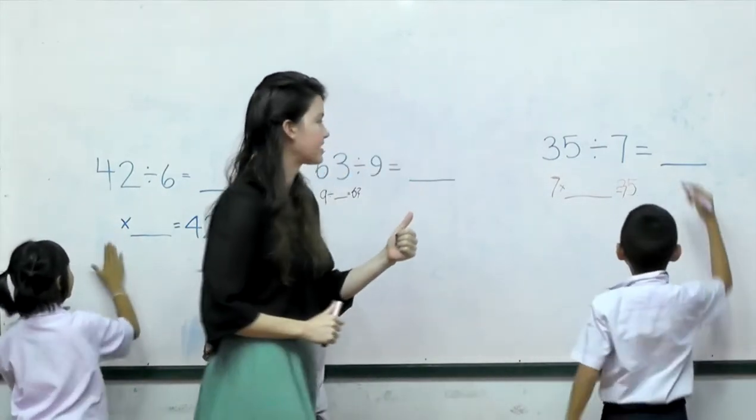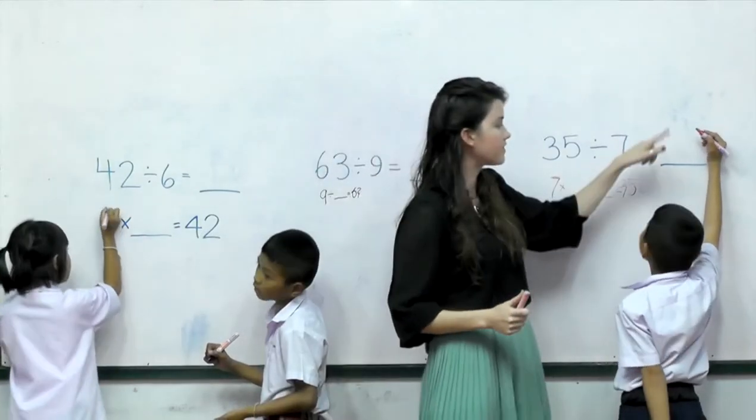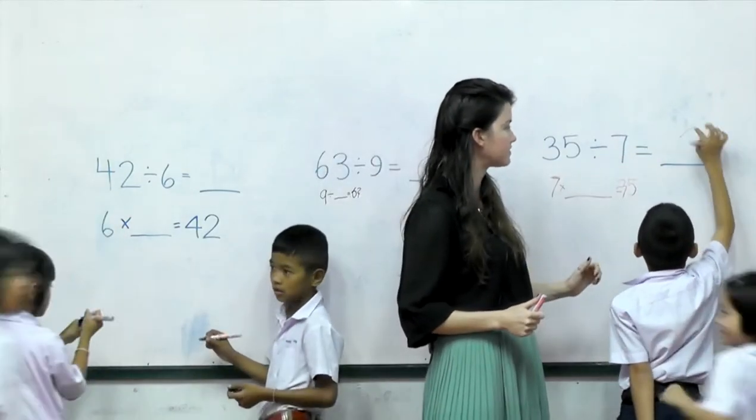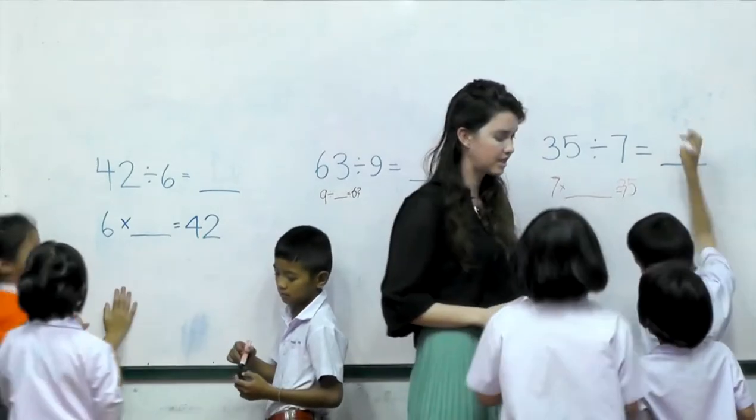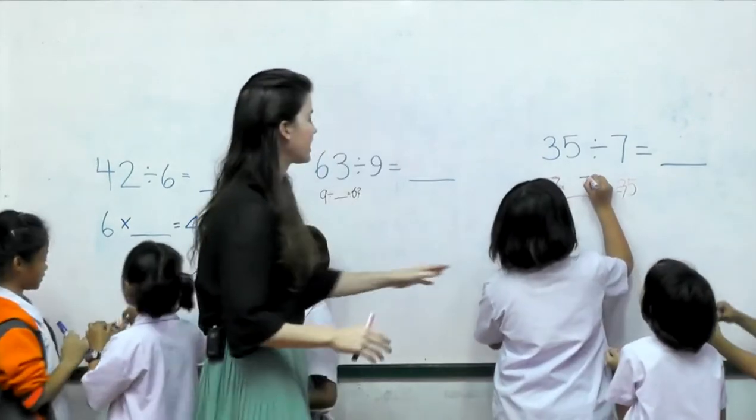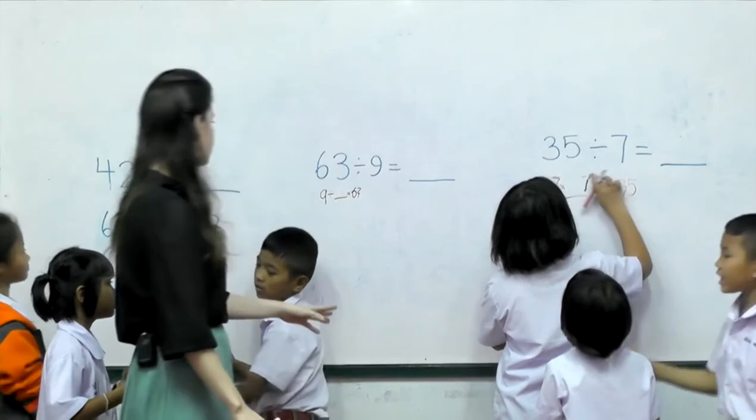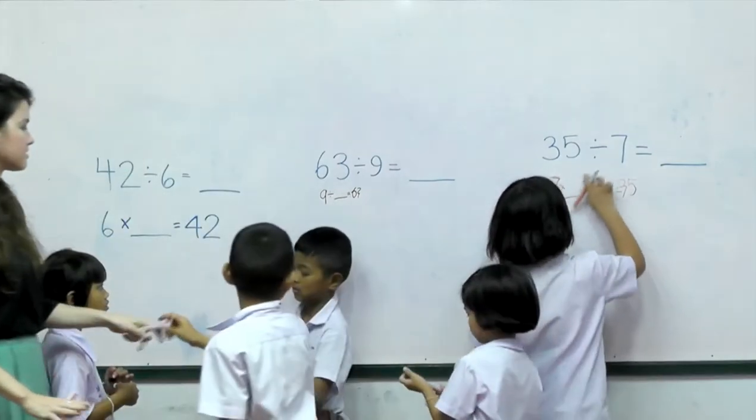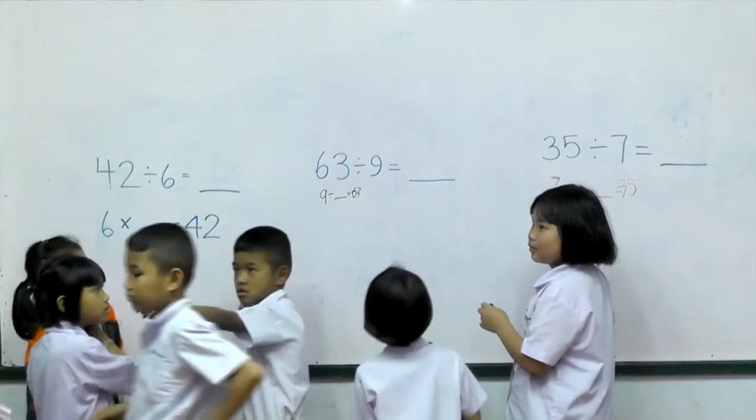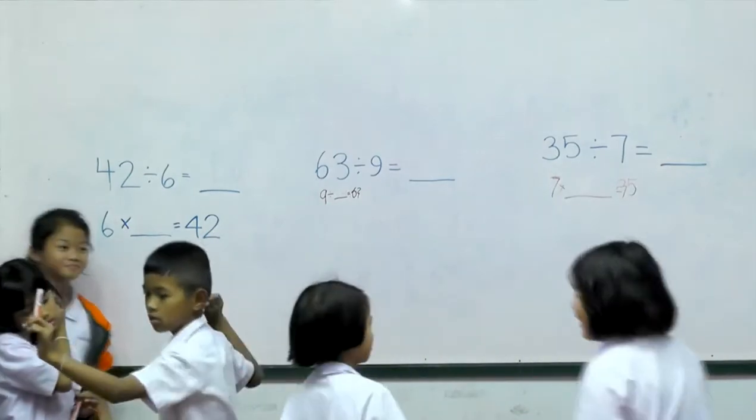7 times 1 equals 35. Very nice job, okay. So someone else can solve for it. You're all finished, friends. You can head back to your desk. Okay, girls, hold on. If you're coming up second, stay over here, please.